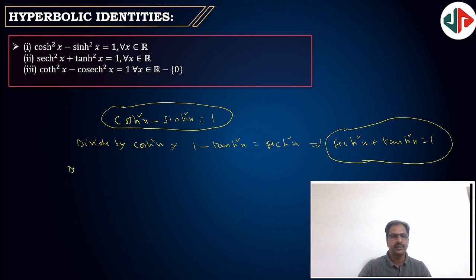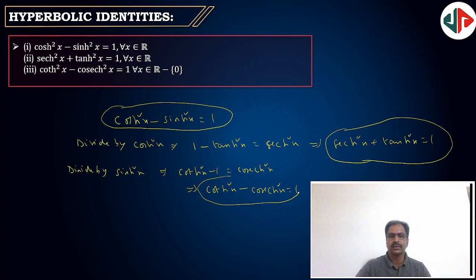Similarly, if you divide that first identity by sin h square x, then cos h square by sin h square is cot h square x, minus 1. 1 by sin h square x is cosecant h square x. From this, cot h square x minus cosecant h square x becomes 1. So these are the three identities which are to be remembered in hyperbolic functions.